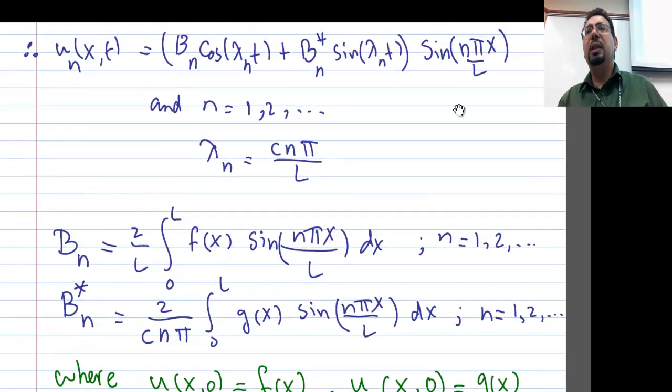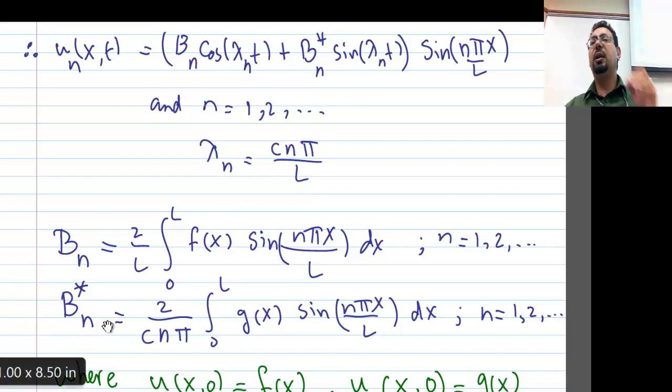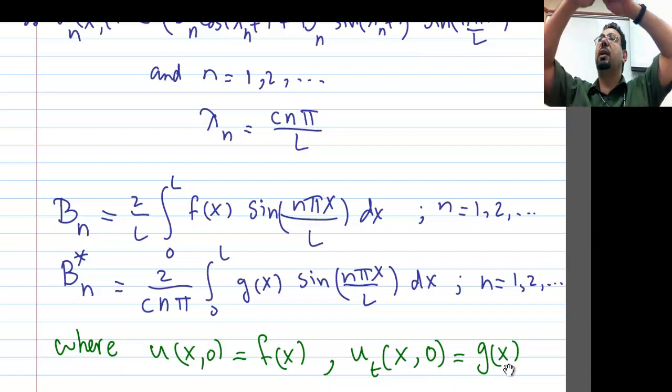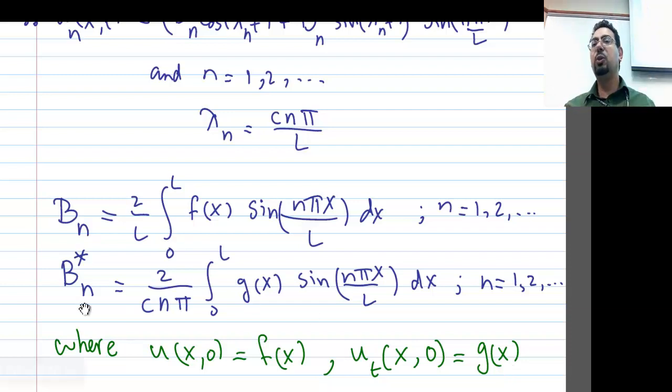So again, here is the function, and here is the Bn and the B star of n. This will come from the initial function, and this will come from the initial velocity. So if you start from rest, the ut is 0. Initially it doesn't have initial velocity. We just hold it like this, kept stagnant, and then left it from rest. Well, those terms will disappear because G is 0.